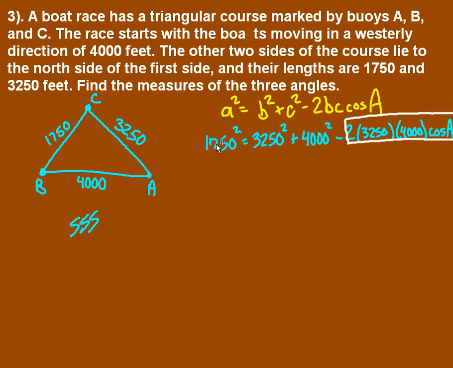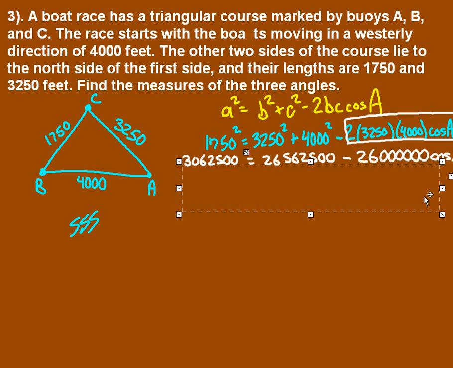So I'll do 1750 squared, I'll do 3250 squared and 4000 squared. Those will each be numbers and I can combine them. And then I'll do this multiplication. When I do, these are the values that I get. About 3,062,000 I should say. This ends up being about 26 million minus this ends up being 26 million as well.